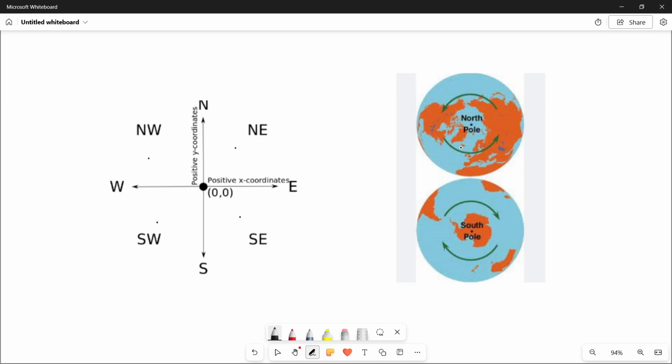Next thing is, if you are on the North Pole, you will see that Earth is rotating in an anti-clockwise direction. And when you are at the South Pole, if you watch Earth rotate, it will appear like it is rotating in a clockwise direction. But when you are on the North Pole and you see Earth rotating, you will see that the Earth is rotating in an anti-clockwise direction. Correct.